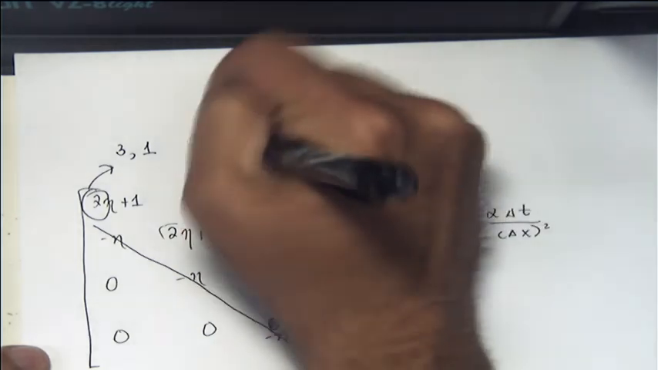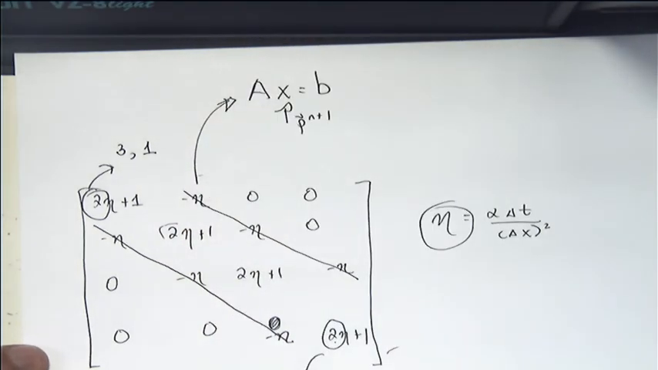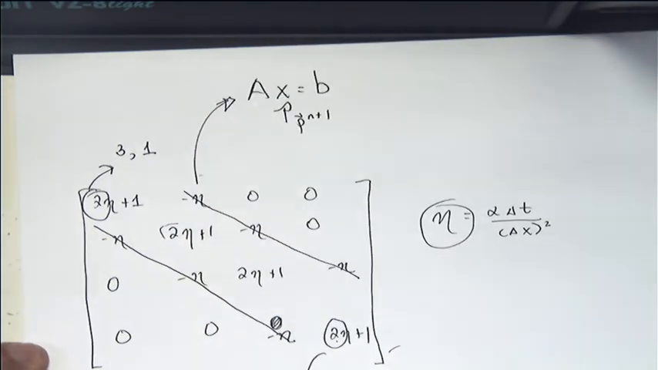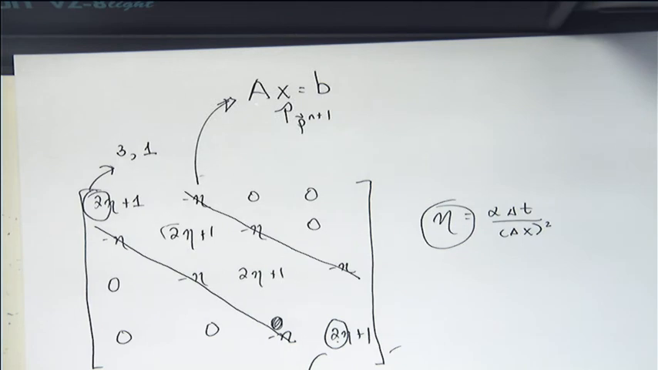So that's what my A matrix looks like. And then my B vector is actually going to be my old P's.